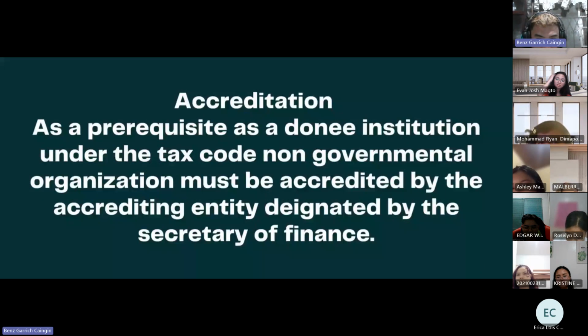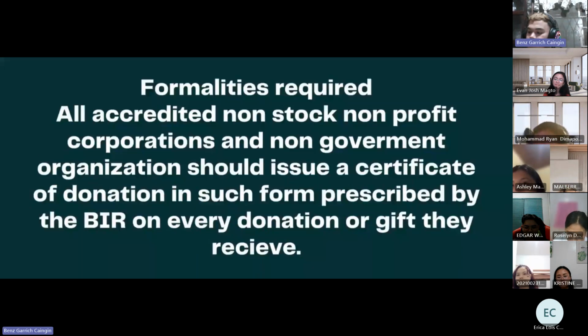Designated by the Secretary of Finance. Formalities required: all accredited non-stock non-profit corporations and non-government organizations should issue a certificate of donation in such form prescribed by the BIR on every donation or gift they receive.